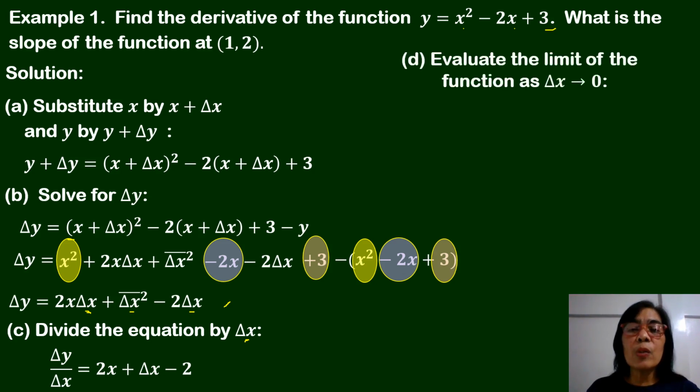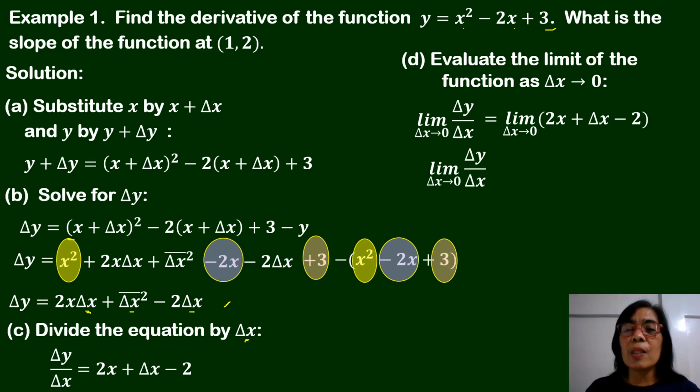Okay, so we are now ready to proceed to the next step, which is to evaluate the limit of the function as delta x approaches 0. So we have now the limit of delta y over delta x as delta x approaches 0. We do the same on the right side. Evaluate also the limit of 2x plus delta x minus 2 as delta x approaches 0. So that's simplifying now, or evaluating now the limit at the right side. We substitute delta x equals 0, so that will now be 2x plus 0 minus 2.